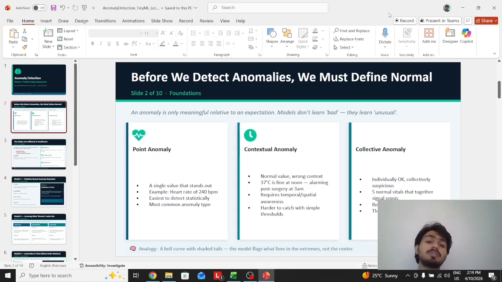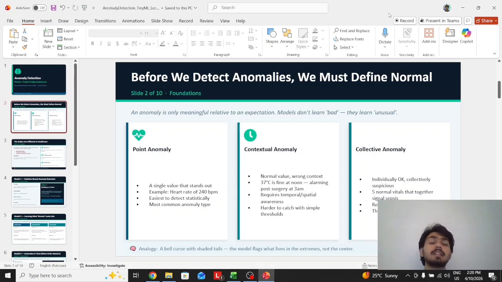Then we have contextual anomaly, something that is normal but not in the current context. 35 degrees Celsius is fine at noon, but it is alarming post surgery at 3 a.m. It requires temporal and spatial awareness and is harder to catch with a simple threshold, because you would see something is normal in day to day life, but it is abnormal in some other context. So this is what we call contextual anomaly.